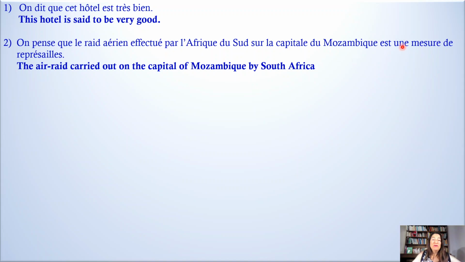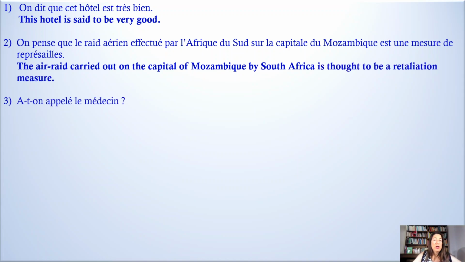And then we need to add the verb, and we know we're going to add the verb with the passive voice. So it's not just that the air raid, blah, blah, blah. So all of that I could replace by "it". It's not just that "it is a retaliation measure." It is that "it is thought to be a retaliation measure." Okay, so that's where we're going to use the passive voice here, B plus V-E-N.